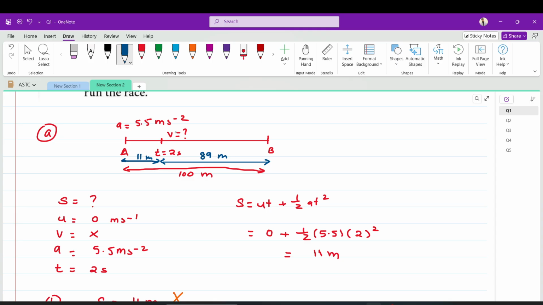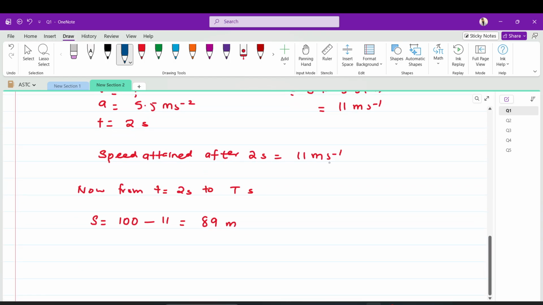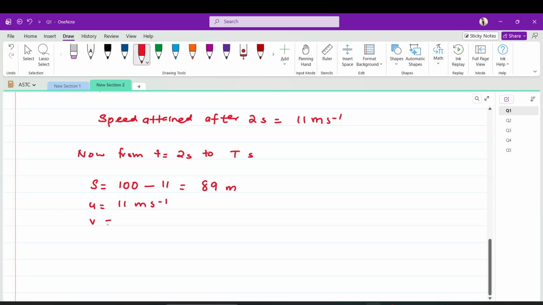Now the initial velocity will be what we found in the first part of this answer, which is 11 meters per second. So that will be my initial velocity. Then we don't actually need that, because the velocity is actually constant, right? So v will also be 11. Because this is constant velocity, acceleration is 0. And then t is what we need to find, that is t seconds.